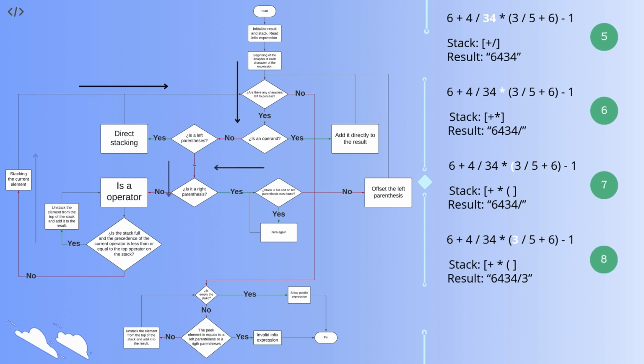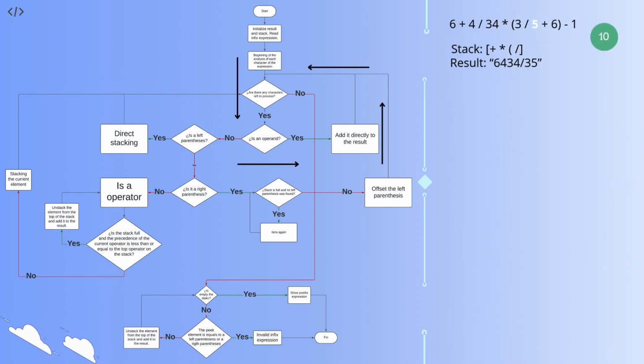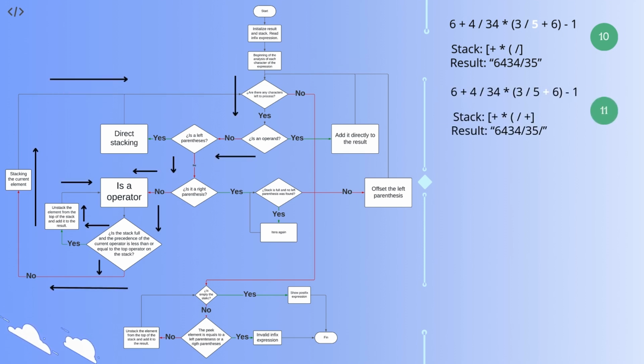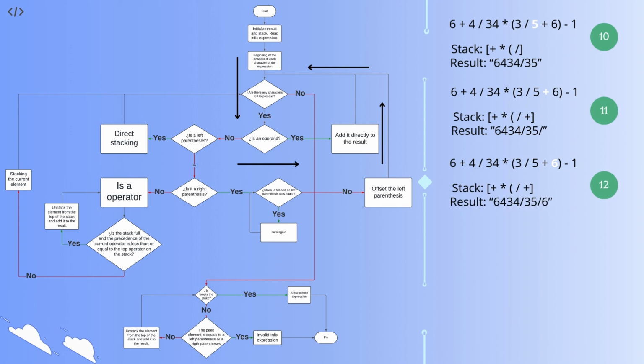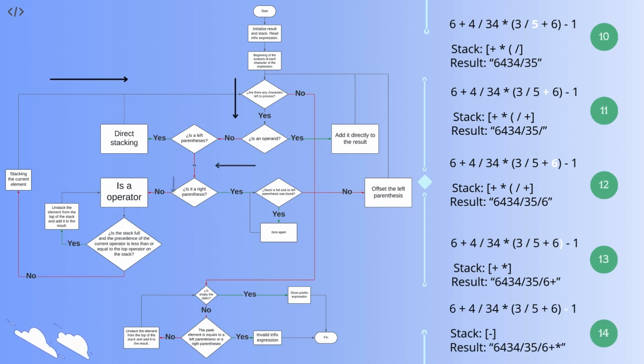Ninth character. We have an operator and this will be stacked since it is inside the parenthesis. Tenth character. We already know. 5 directly to the result. Eleventh character. Since the plus operator has lower precedence than the division operator, the latter is unstacked and added to the result, and the plus is stacked. Twelfth character. One more operand, to the result it goes. Thirteenth character. Right parenthesis. This is going to cause all operators on the stack to be unstacked until the left parenthesis is encountered.